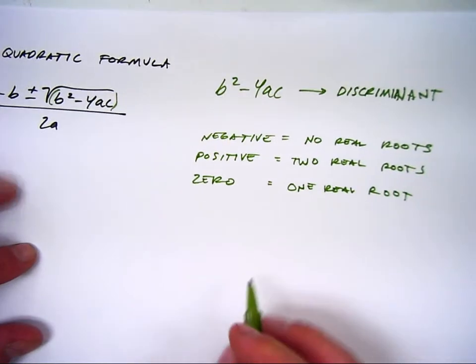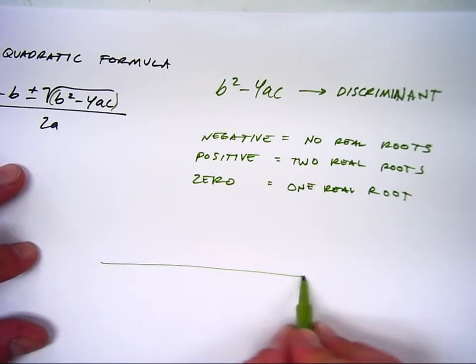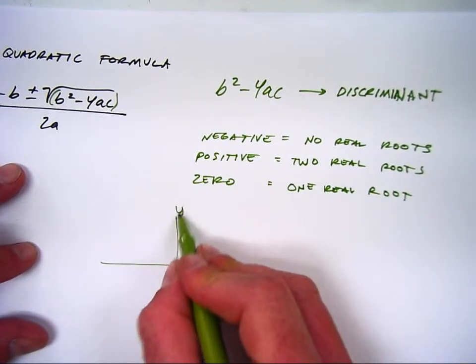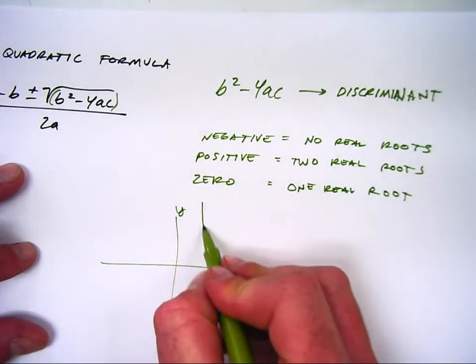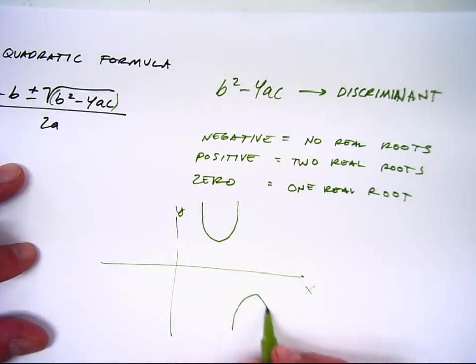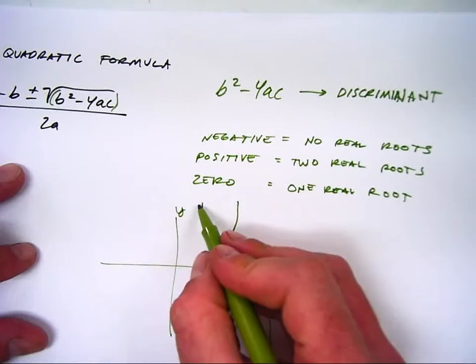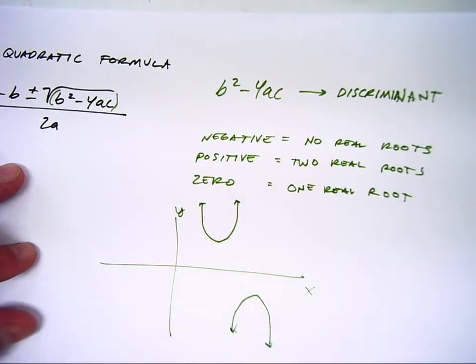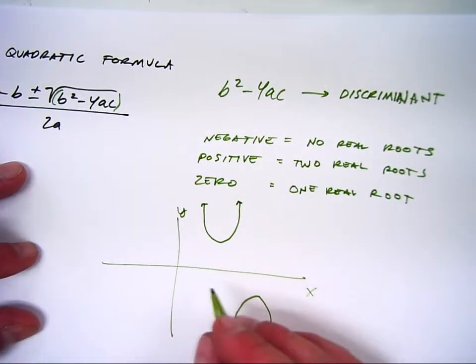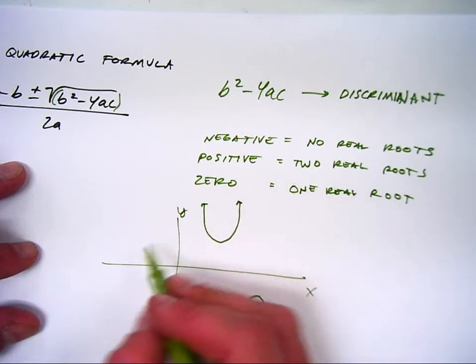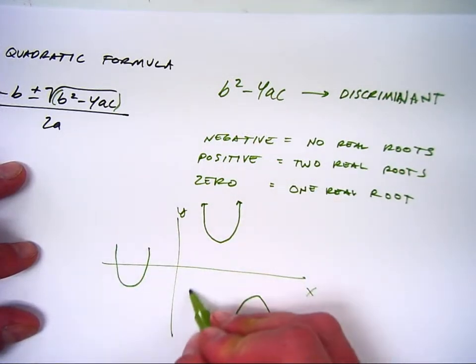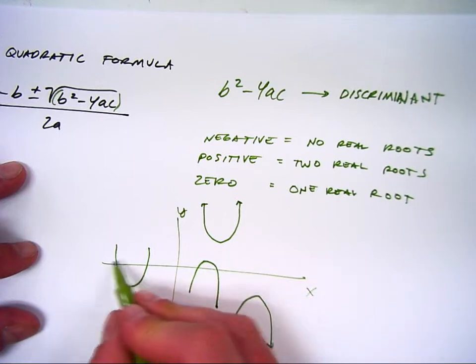What that means when we graph it, if we graph a quadratic equation with no real roots, it would look like this or like this. It would never cross the x-axis because it has no real roots, meaning it never has any intercept with the x line. If it's positive, it's going to have two real roots, so that's going to look either like this or like this. It's going to cross x twice.